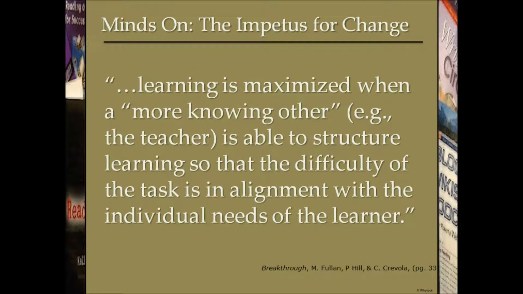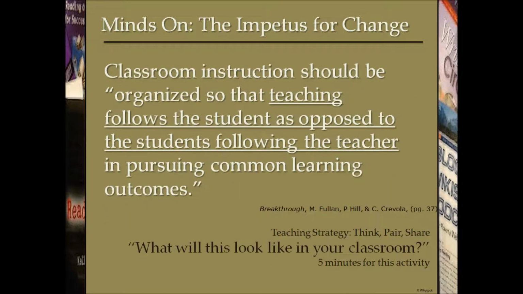We're the more knowing other. We're the teacher. We have to structure the learning so that the difficulty of the task is in alignment with the individual needs of our learner. We can't ask a student to go from 0 to 100. We have to find out where the student's starting point is and set reasonable goals with them in discussions. Classroom instruction should be organized so that teaching follows the student as opposed to the students following the teacher.